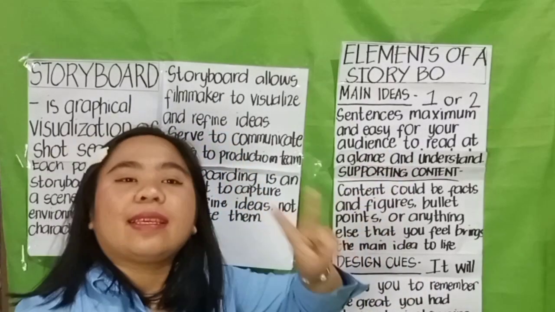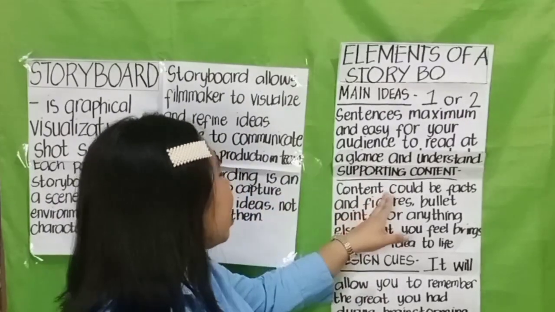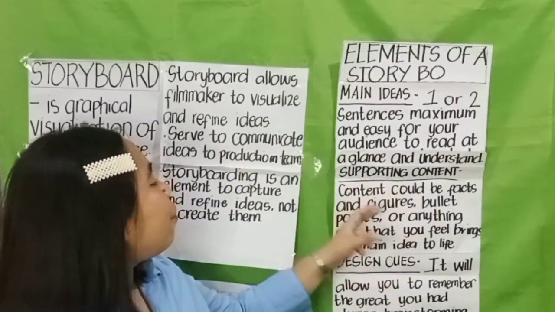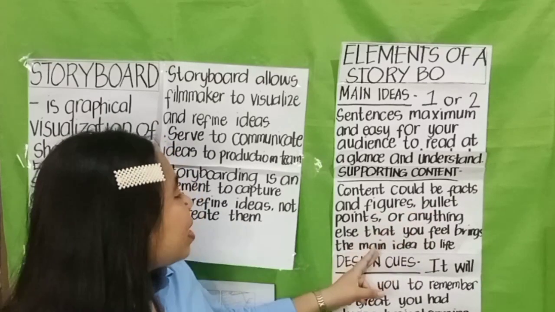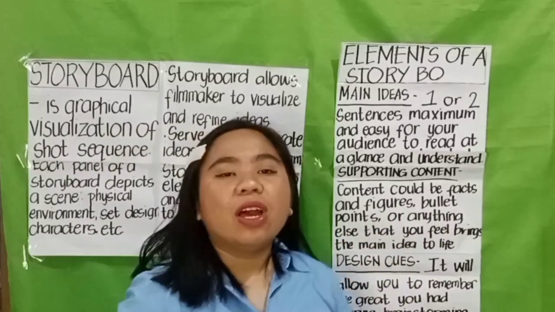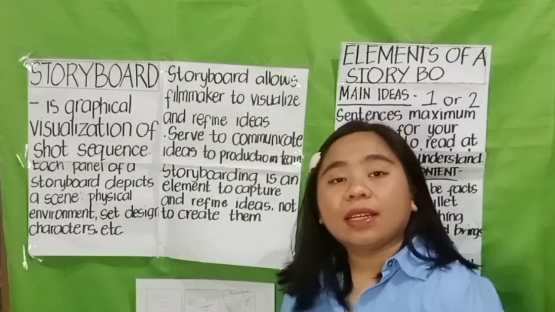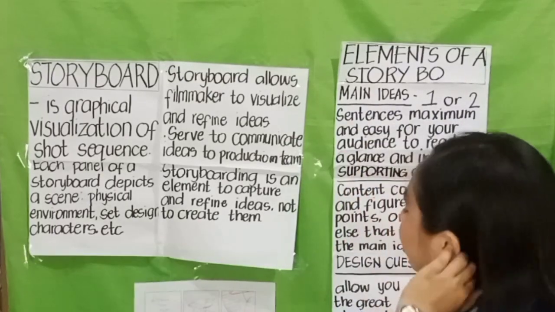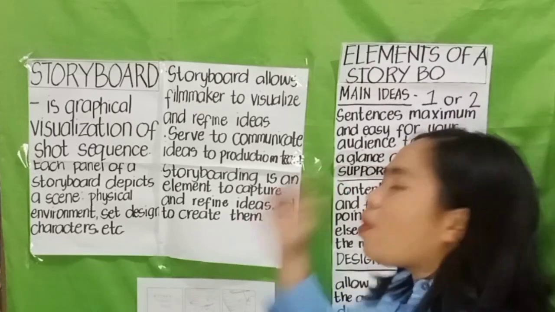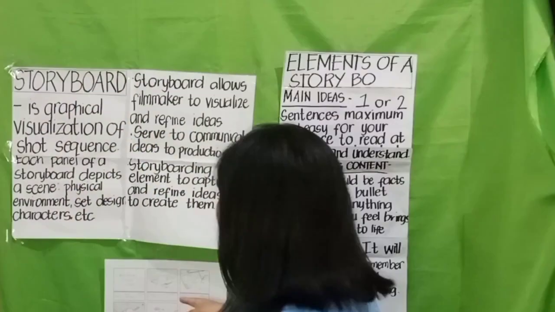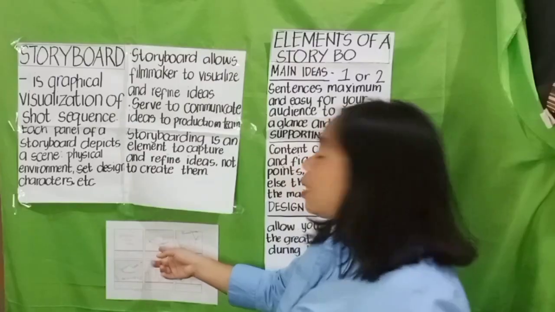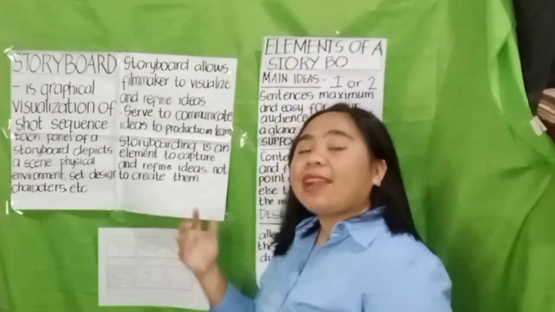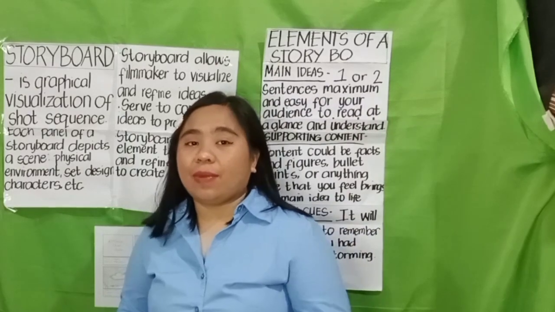Then the next element is supporting content. So what is supporting content? Content could be facts and figures in bullet form or anything else that you feel brings the main idea to life. So what did you notice here? There's a drawing, right? So that is the figure. Based on the title, Attack from Mars, from the words attack on Mars, it's outer space. That's why there's a spaceship here. This spaceship shows us the figures. In these figures, you already understand what the storyboard is meant to.